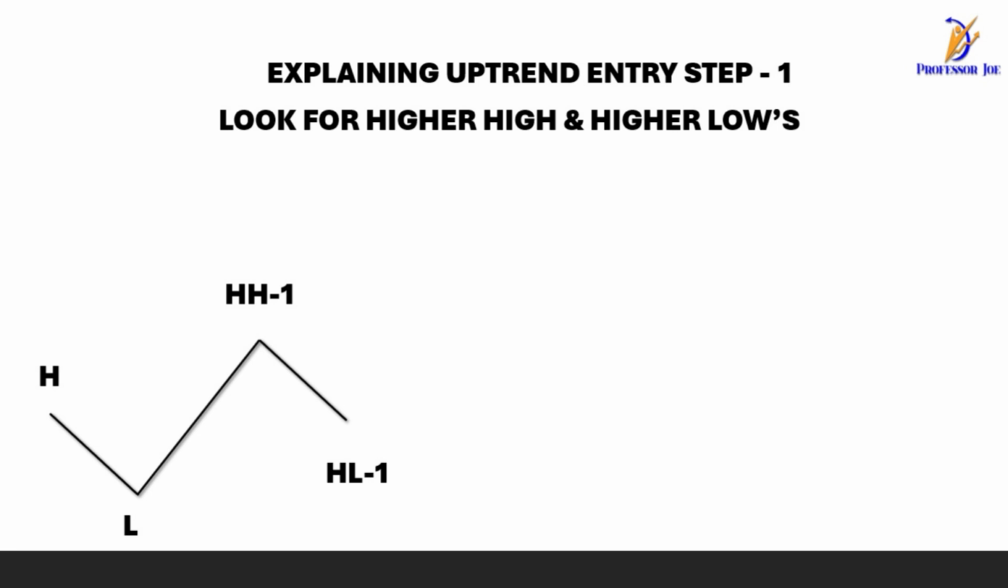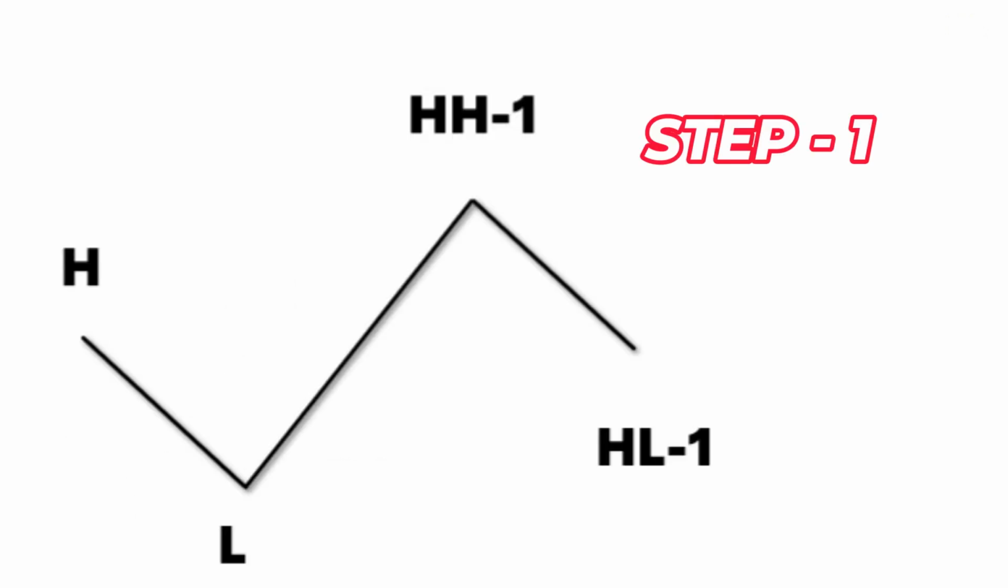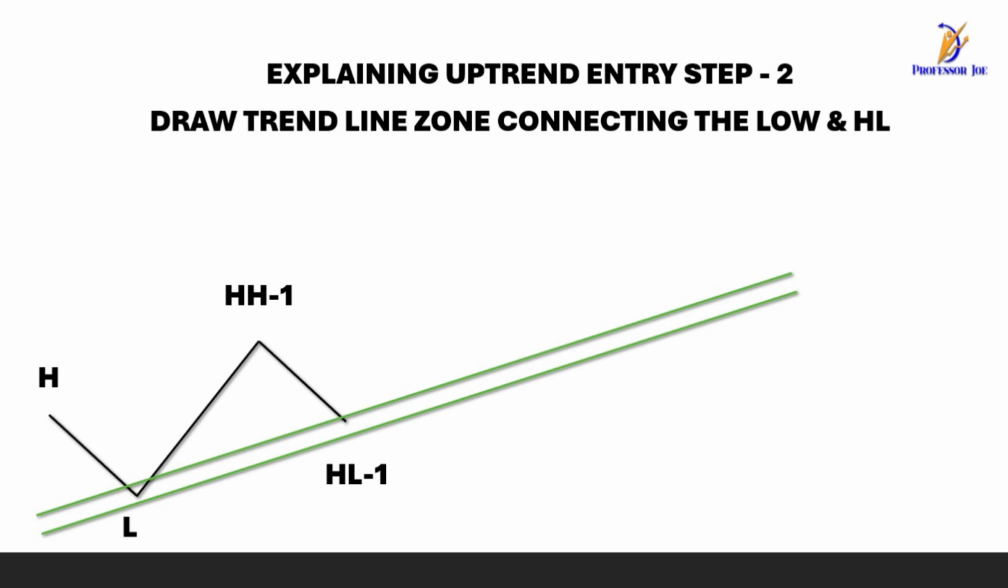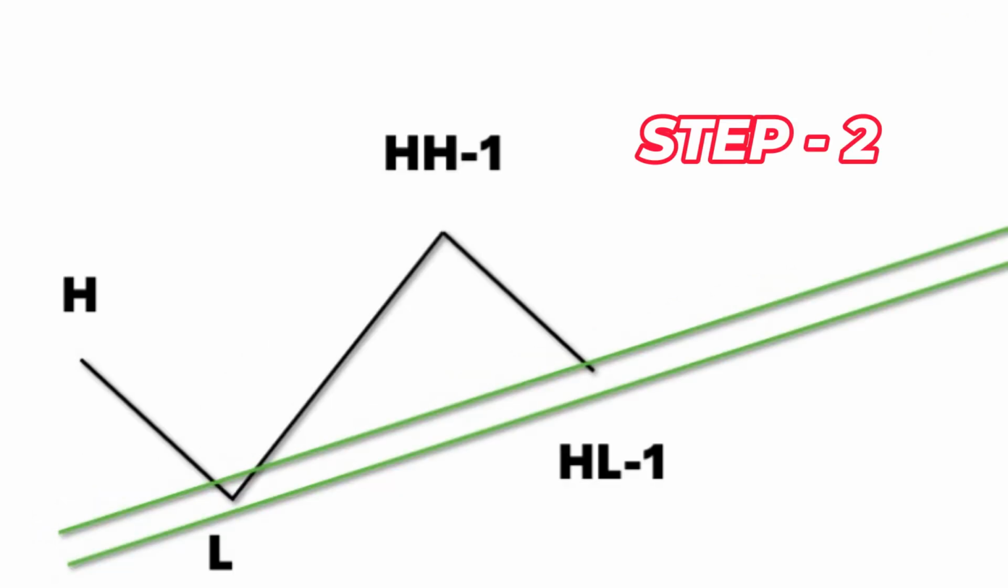Now we are explaining an uptrend call over here. That means in the bullish direction. So step number one, what are you looking for? You're looking for a high, a low, a higher high, and a higher low. This is step number one. Once you see this pattern on the chart, your first step is achieved. Your second step is connecting the low with the higher low using a trend line. Now remember, a trend line is not a point, it is also a zone. So you draw two trend lines. So you are creating a trend line zone.